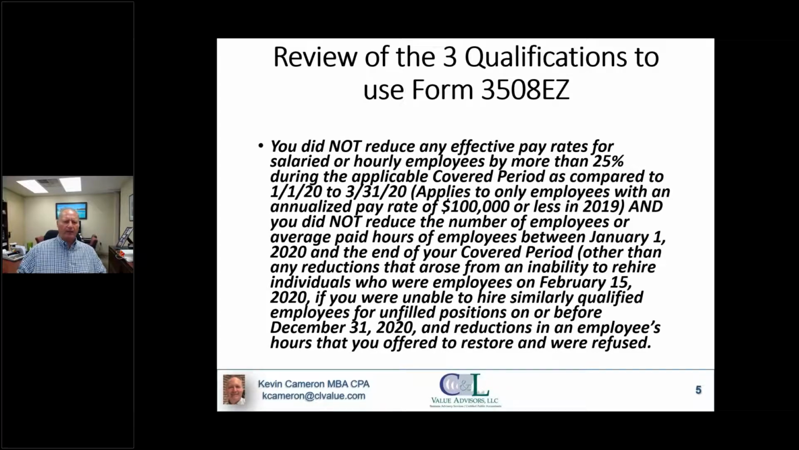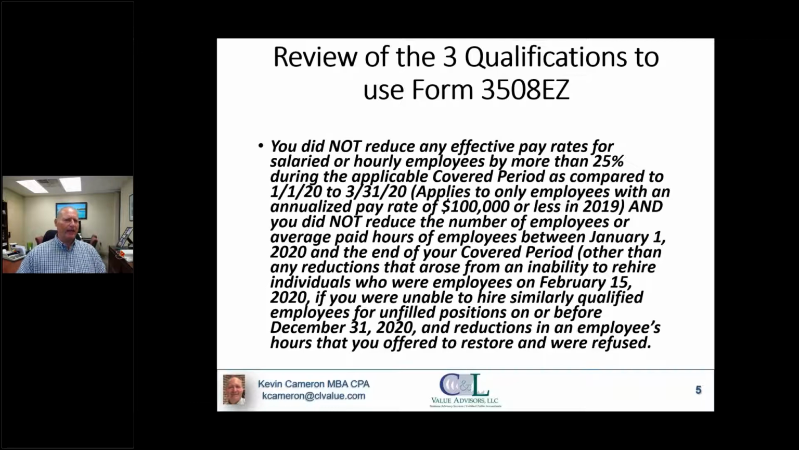So for example, say I had 20 employees on January 1st, and at the end of my covered period, I had 18. But the reason why I lost those 2 employees was because I couldn't hire 2 people. I couldn't find qualified people, or I had some other inability to hire those people. As long as those two people were employees on February 15th, and I wasn't able to replace them by the end of the covered period, I might still qualify for this qualification for the 3508EZ.